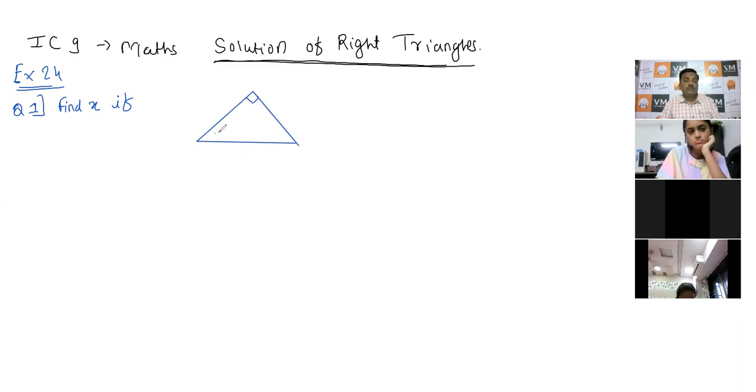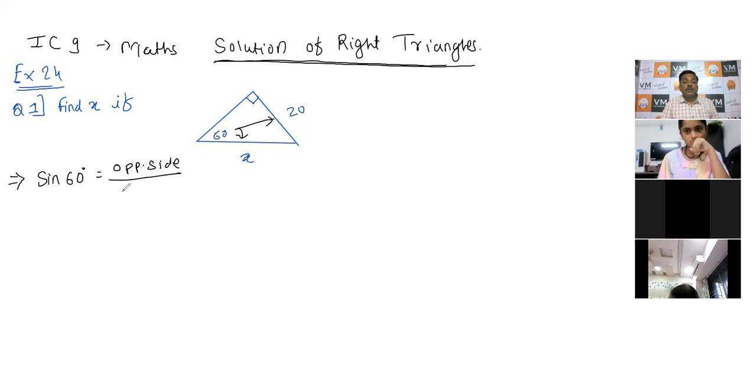This is 60. Angle given, opposite of 60 degrees is 20, and this one is the x, and we have to find the value of x. So students, whatever angle is given, the side opposite to that angle is given, and opposite of 90 degrees, that is the hypotenuse, is given. So think, opposite upon hypotenuse is the ratio of which? It's of sine. Yes. Just write sine 60 degree is equal to opposite side upon hypotenuse.